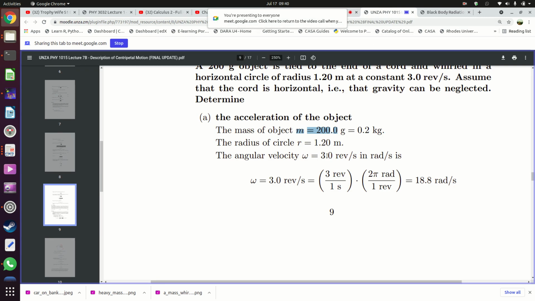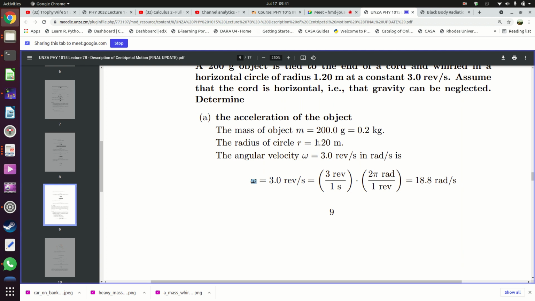We have our angular speed in revolutions per second. This has to be changed into radians per second. And how do you do that? That's going to be 3 revolutions divided by 1 second multiplied by 2 pi rad divided by 1 revolution. So with this conversion factor, the revolutions cancel out. You end up with 3 multiplied by 2 pi, which gives you 18.8 rad per second. So your angular velocity is 18.8 radians per second.